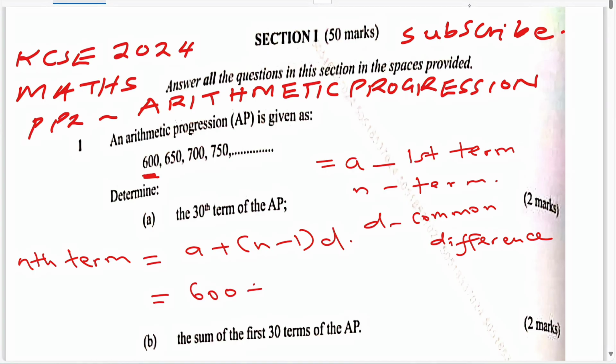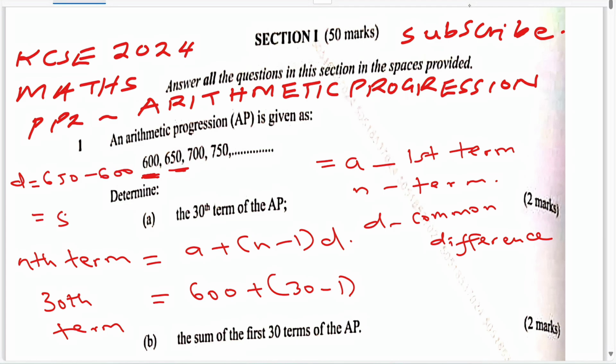So 600 plus N, your 30th term. So your N is 30. So 30 minus 1 times your common difference. And how do you get your common difference? You take the second term minus the first term. So 650 minus 600 itakupa ngapi? Itakupa 50. Ama ukitaka waweza chukua ya tatu minus ya pili. So your common difference is 50. Sawa paka. So 600 plus 30 minus 1, which is 29 times 50.